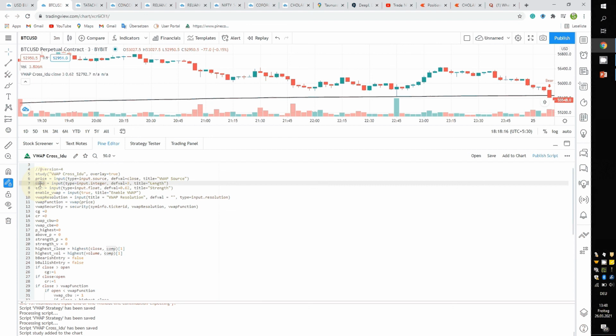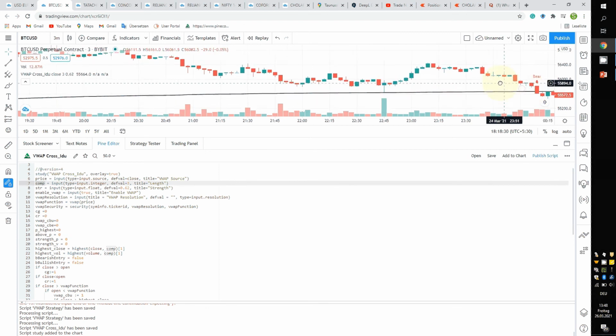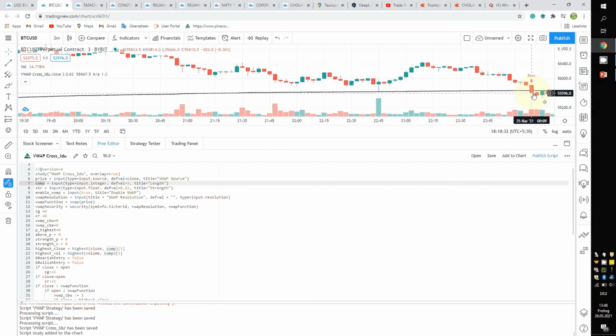comp. So comp is just an input type integer and the default value is 3. So what it will do, it will go 3 candles before and calculate their closing price. Here you can see they have a different closing price, and then compare with the closing price of the current candle.